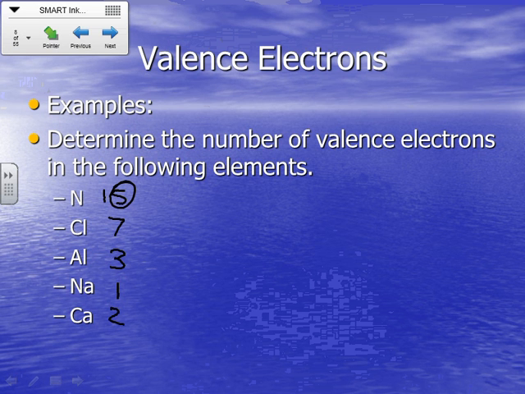Calcium is number 20 because it's in group 2. Well, 2 is the last number in 2, right? Not the last number in the atomic number, the last number in the group number.